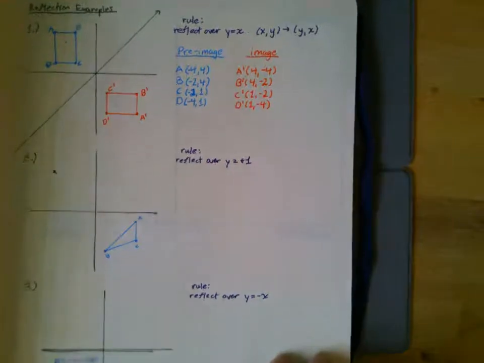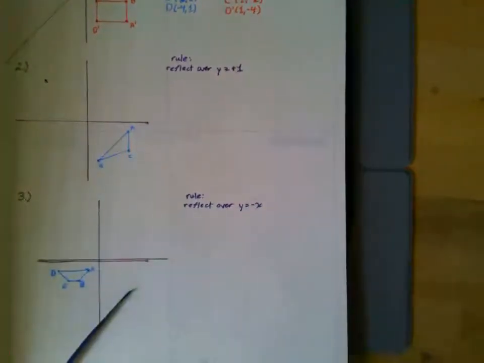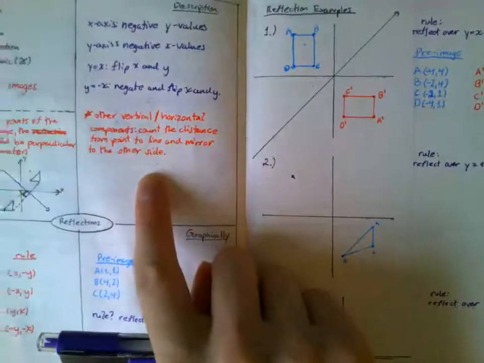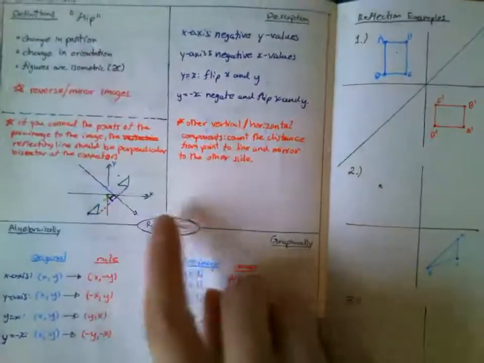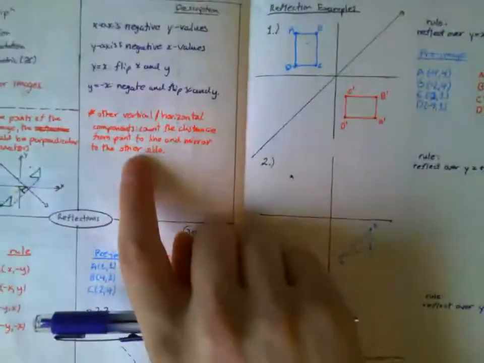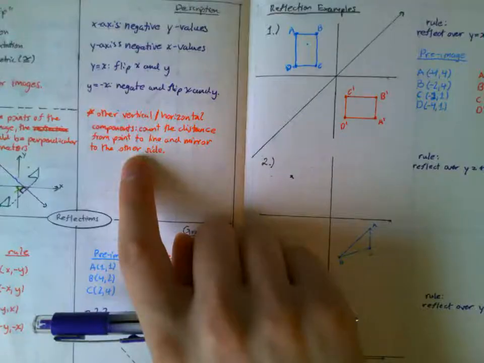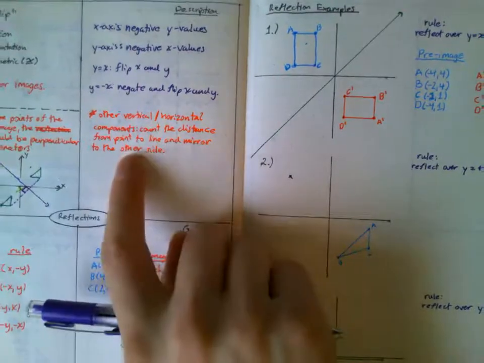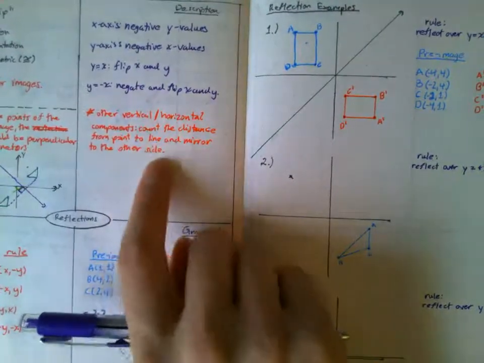All right, let's do the next one. The next one has us reflecting over y equals positive 1. This is one of those situations where, if you remember back in the description, which I have right here, and I added this after the fact of the other video, sorry, but this was from class: the vertical and horizontal components count the distance from the point to the line mirror to the other side.